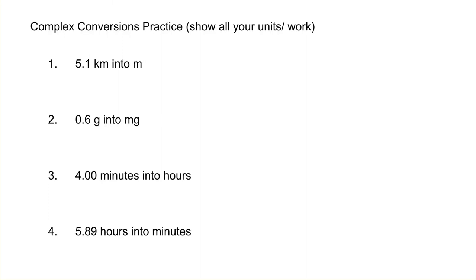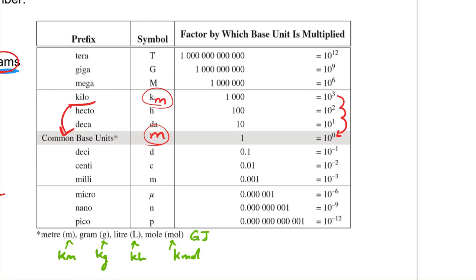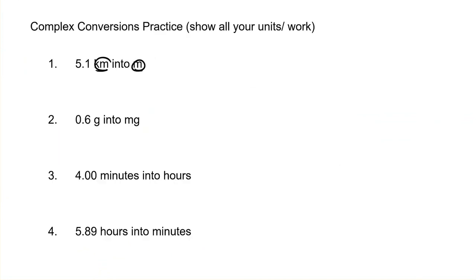Okay, so this is all of the problems that I'm asking you to do, and we're going to do them relatively quickly. So 5.1 kilometers into meters. So we're going from a big unit to a small unit, so the number has to get bigger. Keep in mind that in our metric conversion, when we go from a big unit to a small unit, all we do is we take the difference in the exponent, right? Difference between 3 and 0 is 3. 3 minus 0 is 3.